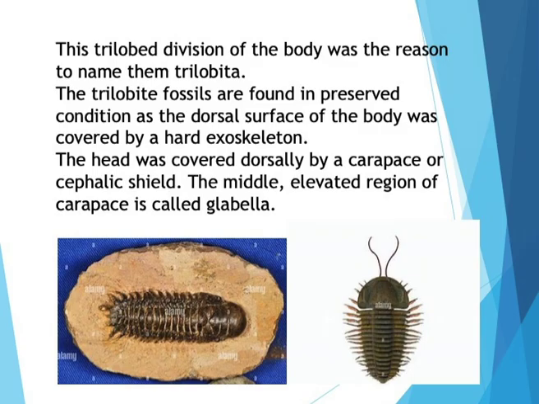The trilobite fossils are found in preserved condition as the dorsal surface of the body was covered by a hard exoskeleton. The head was covered dorsally by a carapace or cephalic shield. The middle elevated region of the carapace is called glabella.